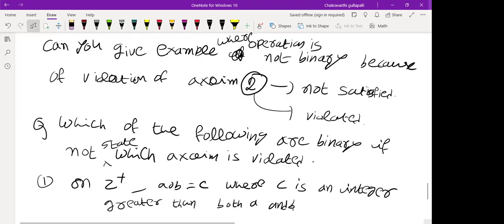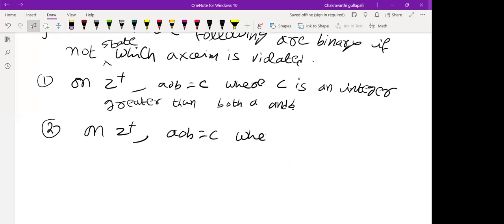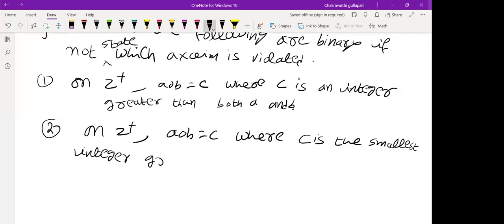They are getting basic questions like this in CSIR also. Options will be given to you. Second one, on Z plus, A circle B is C, where C is the smallest integer greater than both A and B.